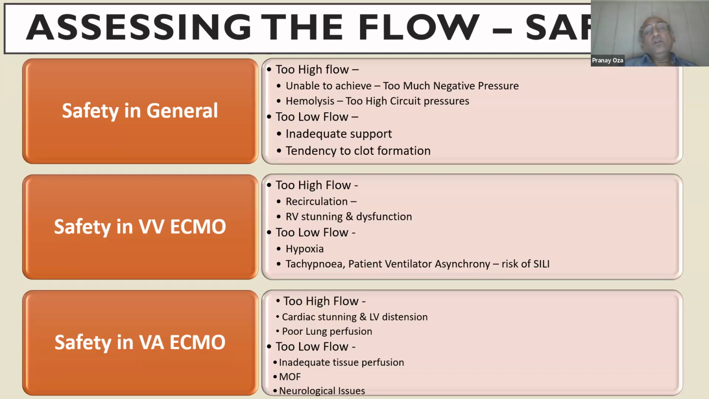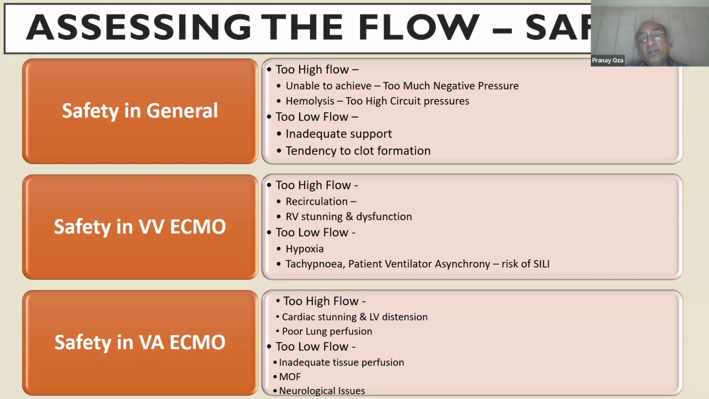If the flow is too low, then it will be inadequate support and there is a tendency to clot formation. So safety in general, you have to think in terms of flow which is too high or too low. Both are going to be dangerous. Safety in VV ECMO, again, if you go too high a flow, you will cause recirculation and RV stunning or RV dysfunction. If your flow is going to be less, then it is going to be hypoxia.